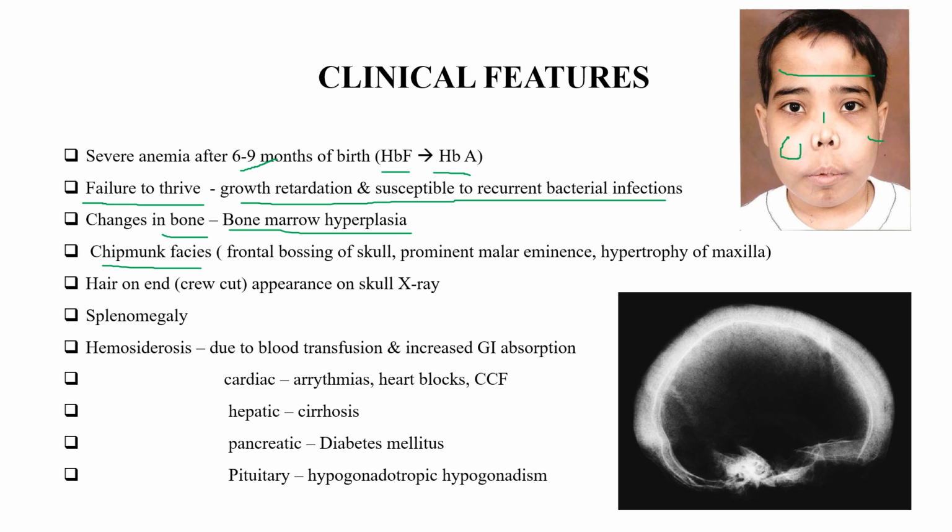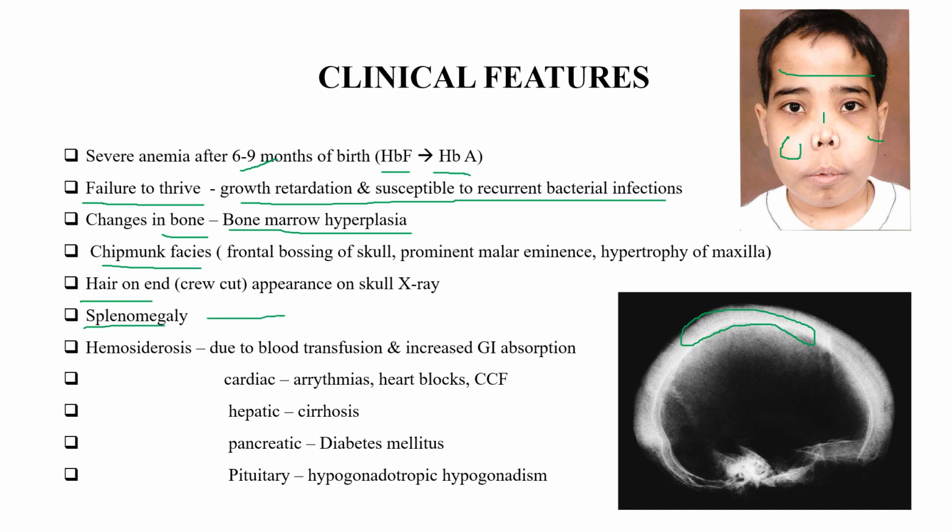And on X-ray, if we see, these are some of the crew cut or hair on end appearance that is seen, which is evident of medullary hematopoiesis, erythropoiesis that is taking place. And extramedullary hematopoiesis will be manifested in the form of splenomegaly as well as hepatomegaly.